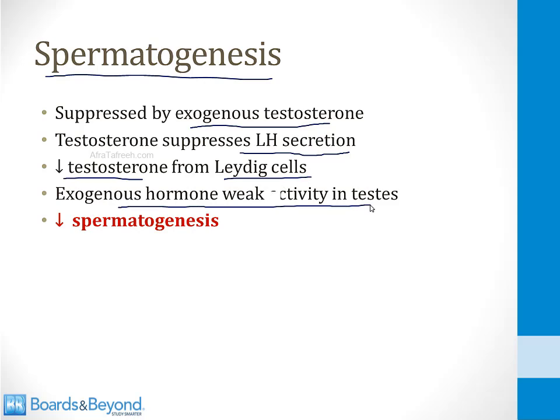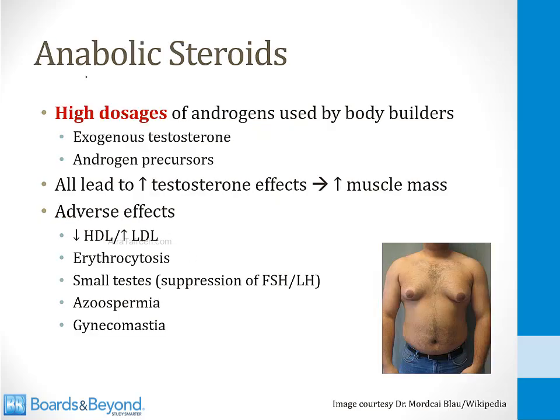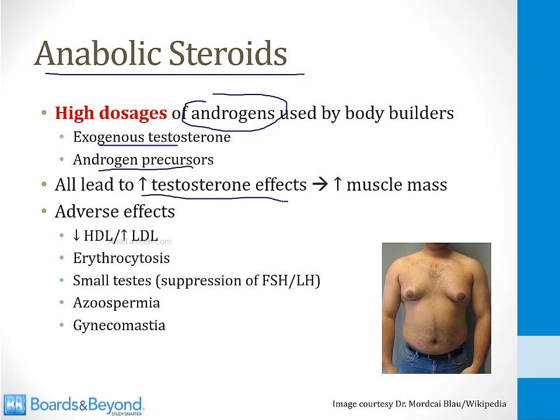It is not the same as the testosterone that comes from the Leydig cells, and thus there is a fall in the sperm count. You may have heard of bodybuilders who take anabolic steroids. Anabolic steroids are high dosages of androgens, and they're used to increase muscle mass. Some anabolic steroids are exogenous testosterone, others are androgen precursors, but they all lead to the same thing, which is an increase in testosterone effects, which increases the muscle mass.